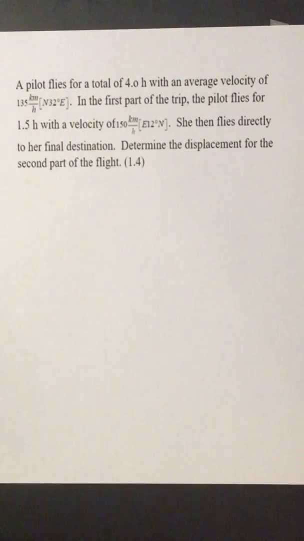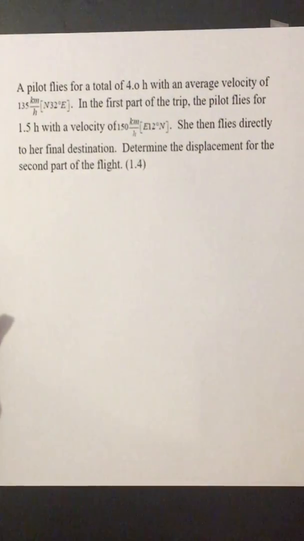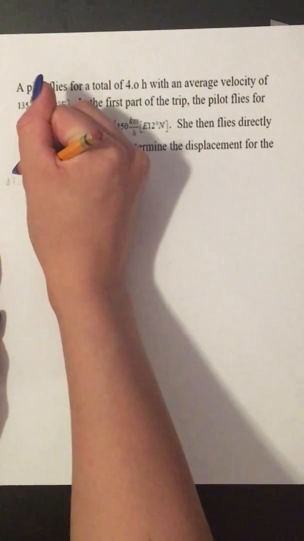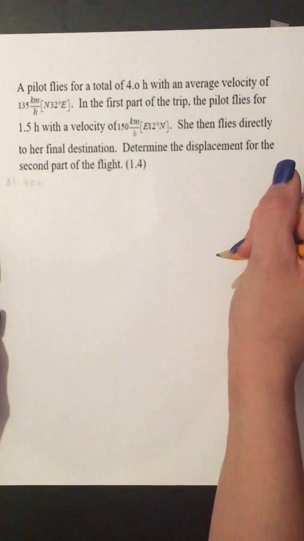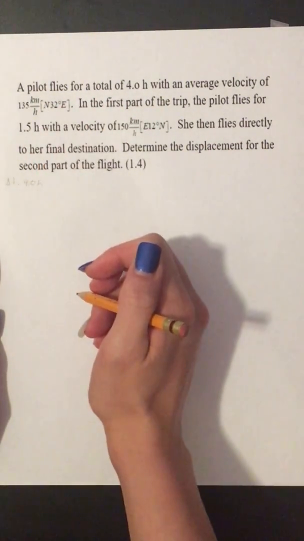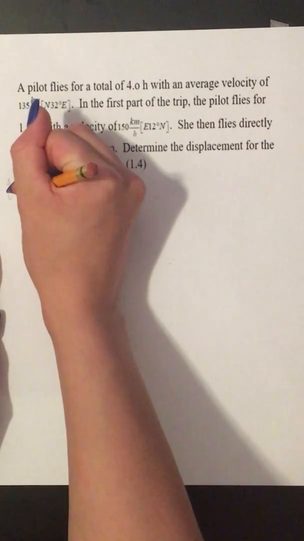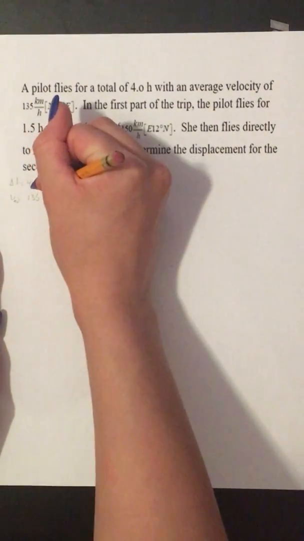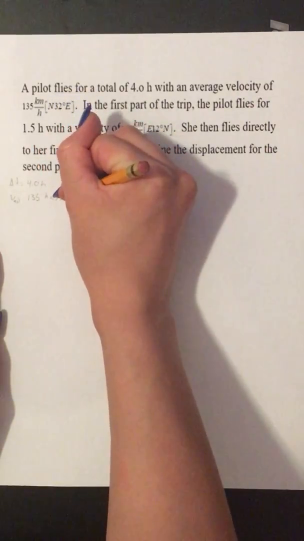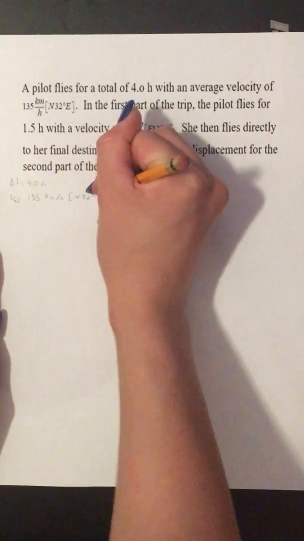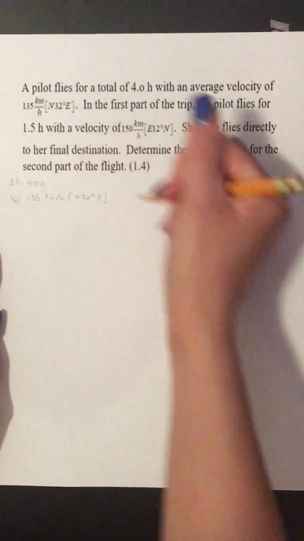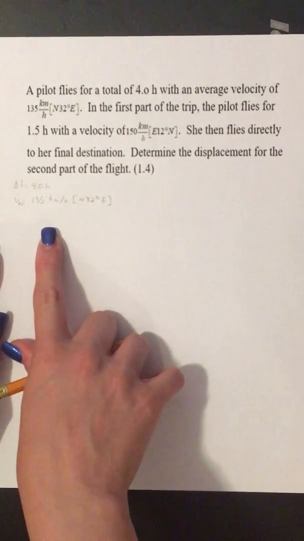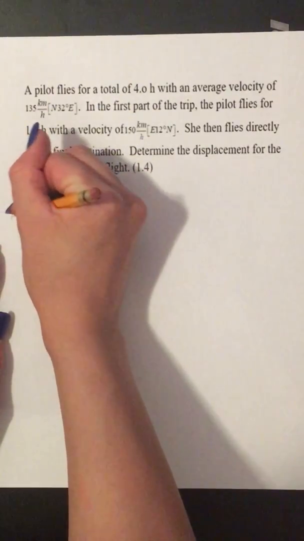So, what we should do right away is label everything we have to help us out with the equation. So, for our total time, it is 4 hours. And then our average velocity for the entire flight is 135 kilometers per hour. Then we have our angle of 32. And now we can see from both these materials we can change them into displacement for our total displacement. So we will do that.